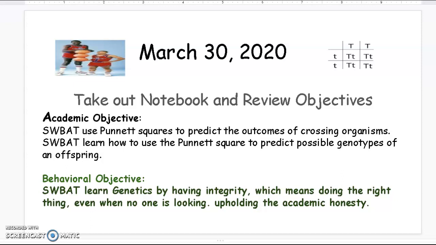Now, we had a quiz on Friday, and it has come to our attention that we need to update our behavioral objectives. And so students, you'll be learning about genetics, and in the process, you are to show integrity, which means doing the right thing, even when there is no one looking. And that is to uphold academic honesty. Moving on.